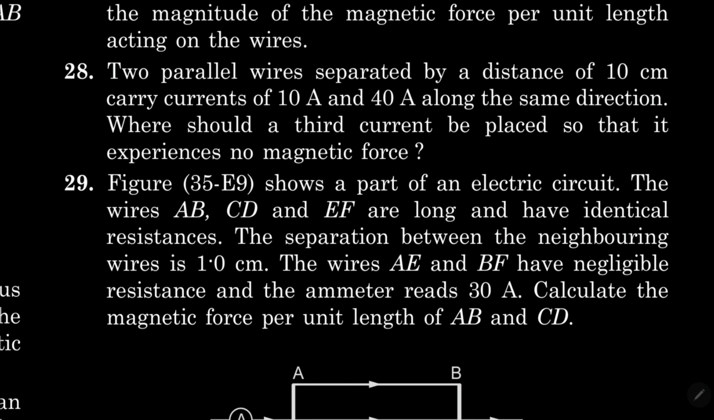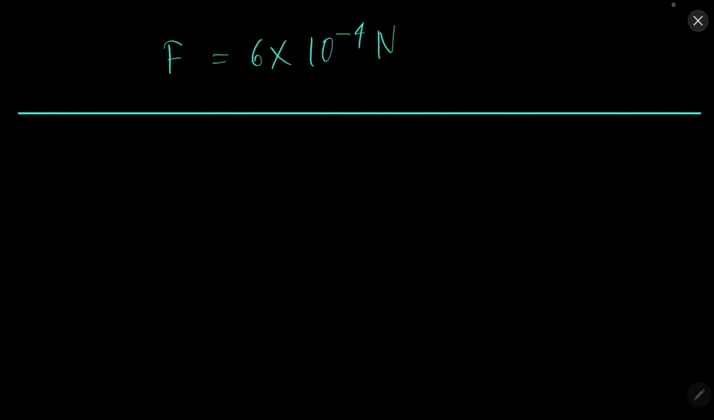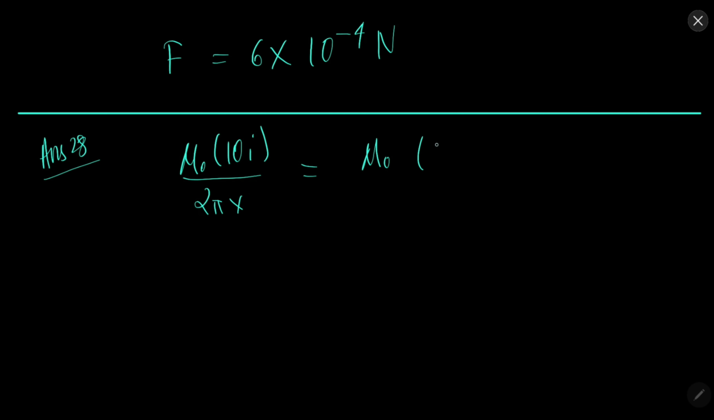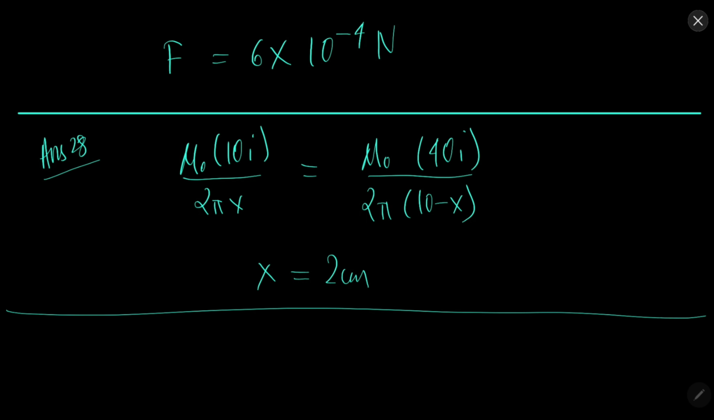In question 28, where should a third current be placed so that it experiences no magnetic force? Solution 28: mu naught 10 I over 2 pi x equals mu naught 40 I over 2 pi into (10 minus x). After simplifying, x will come out to be 2 centimeters.